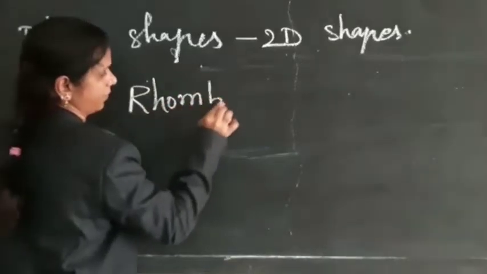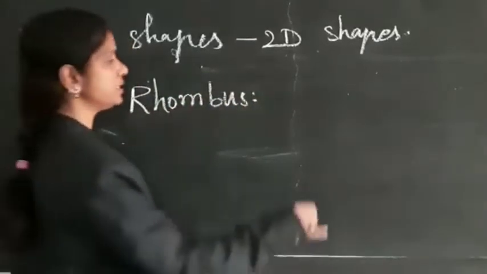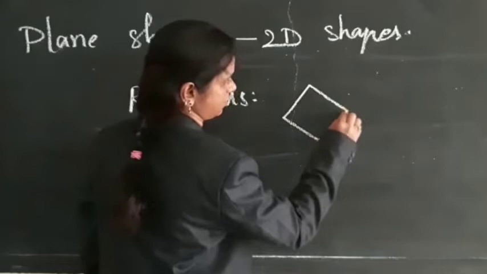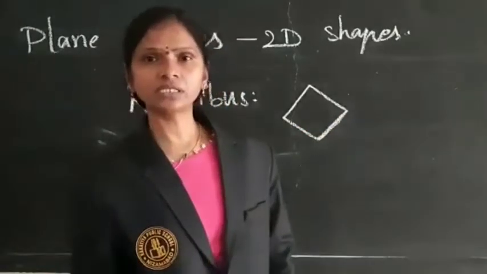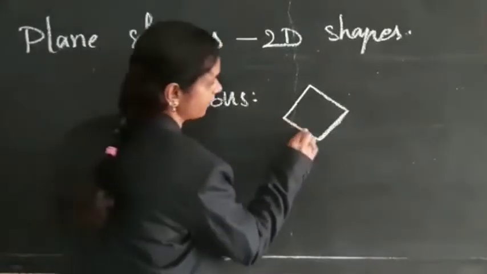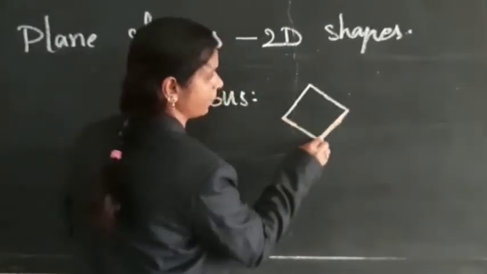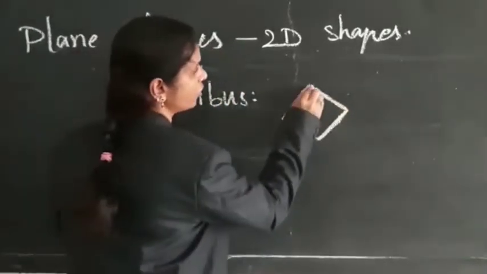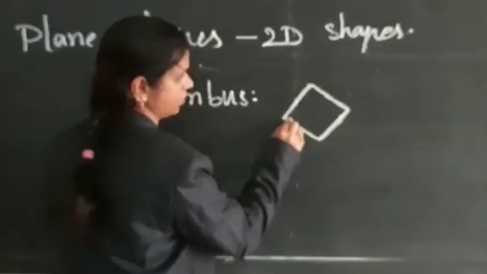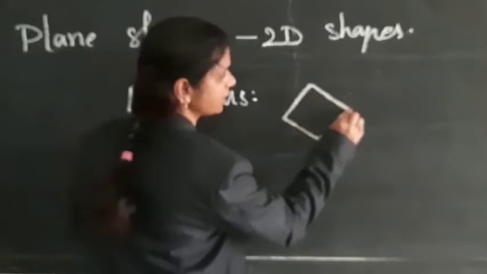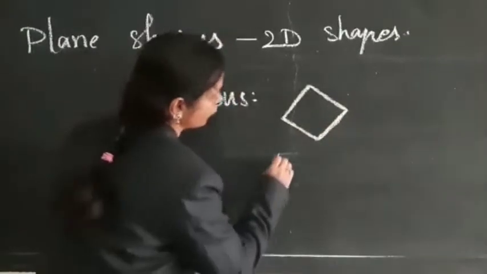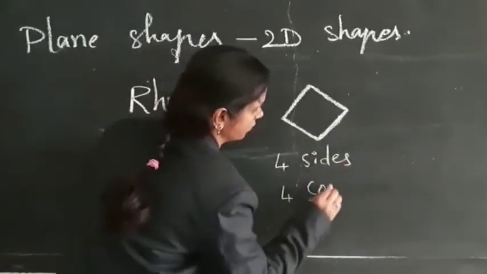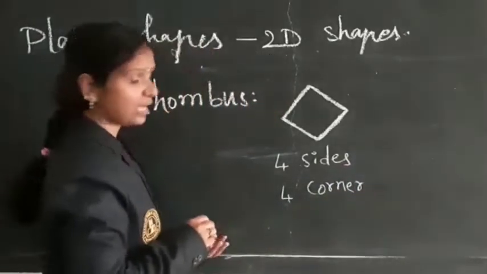Rhombus. A rhombus looks like this. Rhombus also has four sides and four corners. Rhombus has four sides and four corners, and it is also a flat shape.